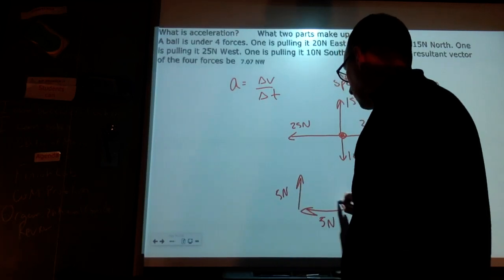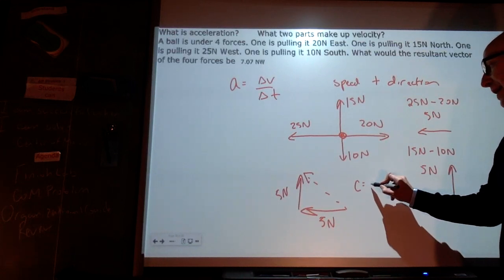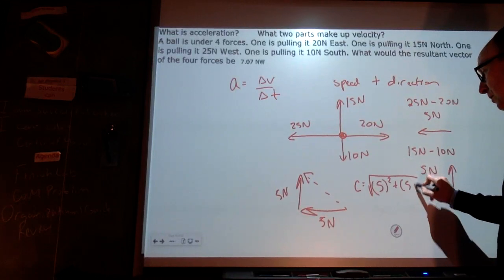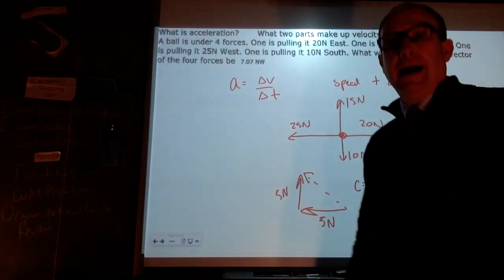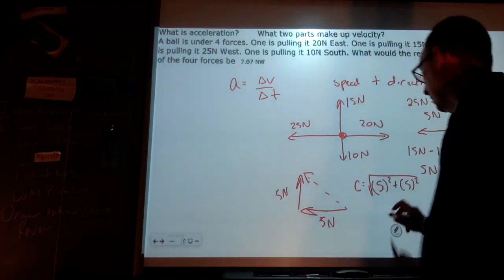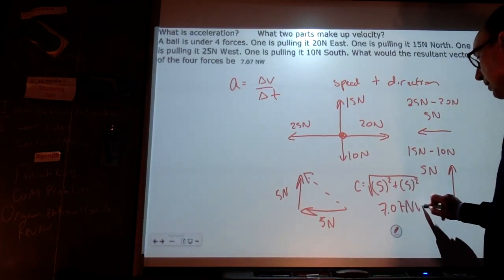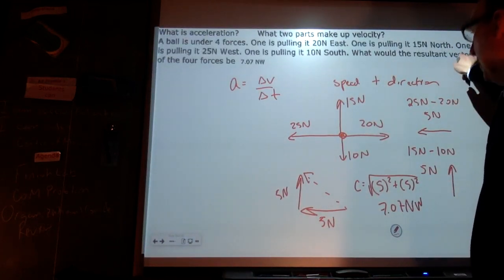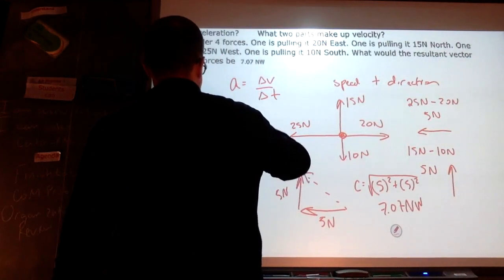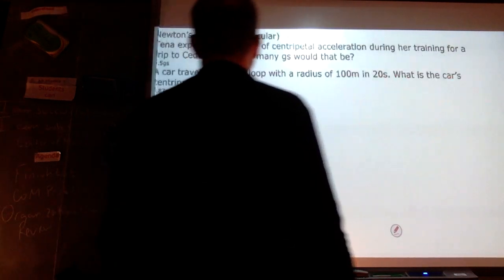I have an arrow that I can get the length of by taking the square root of the two sides. So 5 squared is 25, 5 squared is 25, 25 plus 25 is 50, the square root of 50 is 7.07. And they say that they want the vector, so I would call this northwest. We're saying that this is north, this is south, this is east, this is west.